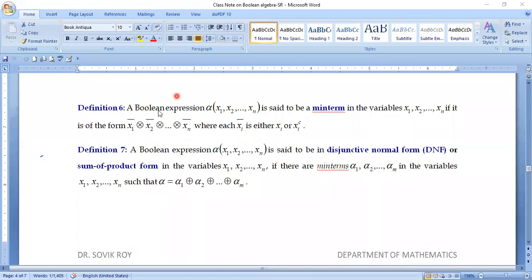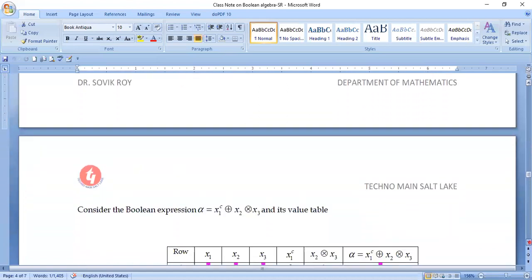and in the subsequent definition, if I consider all these max terms and express a quantity called alpha by the product of these max terms. So here I'm replacing the product by sum, calling them max term, and here I'm replacing sum by product. Then this type of expression is called conjunctive normal form, or CNF, which has been written in the following definition.